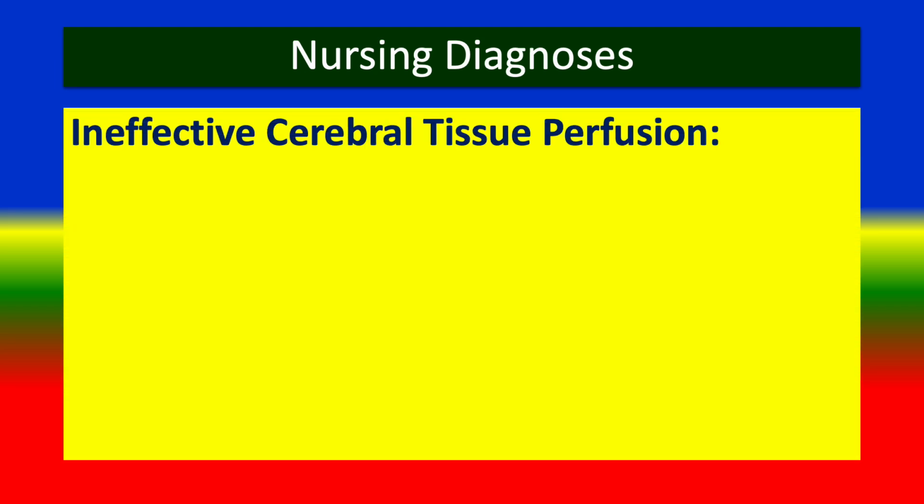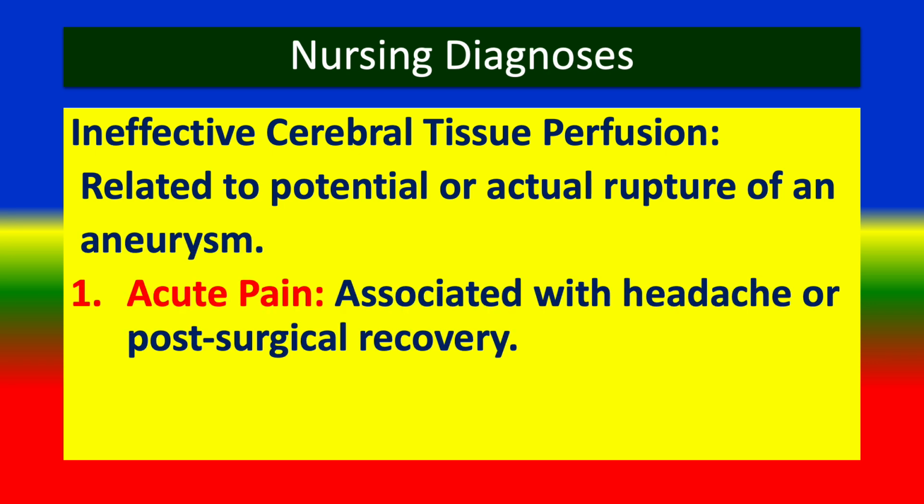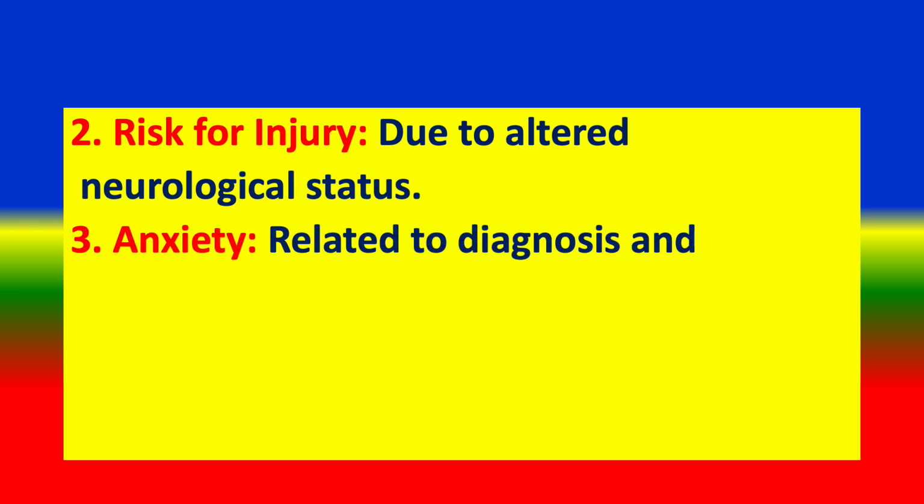Nursing diagnosis. Ineffective cerebral tissue perfusion related to potential or actual rupture of an aneurysm. 1. Acute pain associated with headache or post-surgical recovery. 2. Risk for injury due to altered neurological status. 3. Anxiety related to diagnosis and treatment uncertainty.